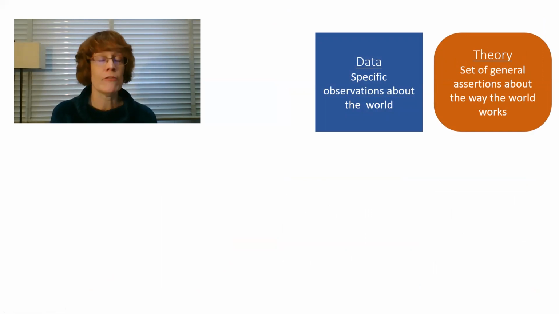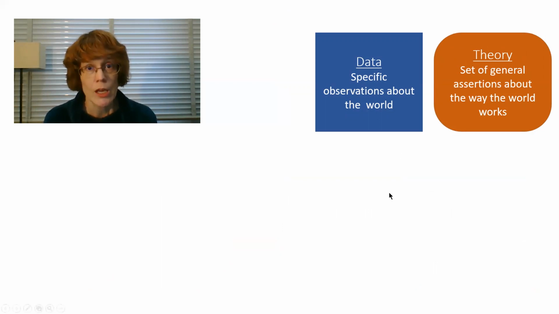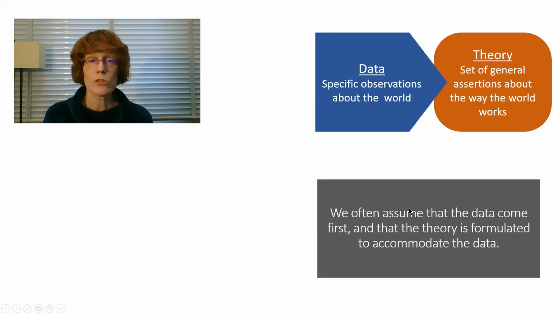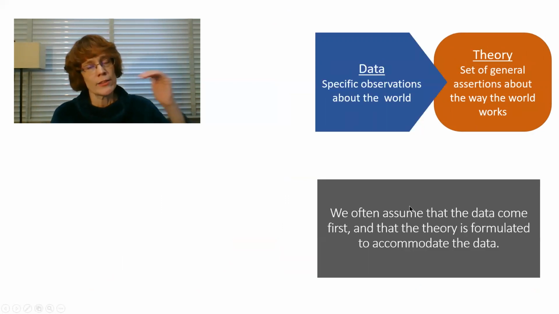And this is a very useful distinction that plays out all over the place. You get it in philosophy, obviously. You get it in social sciences. You get it in the physical sciences. You get it all over. This distinction between data, or specific observations of the world, and theory, or a set of general assertions about the way the world works. Generally speaking, we assume that the theory is a strict function of the data.